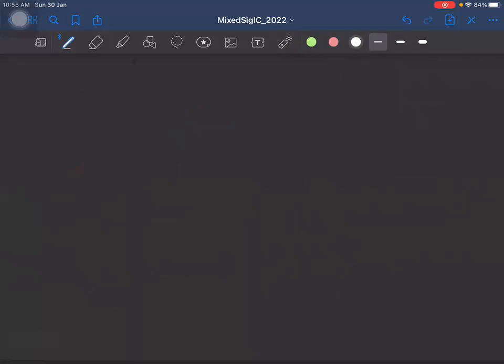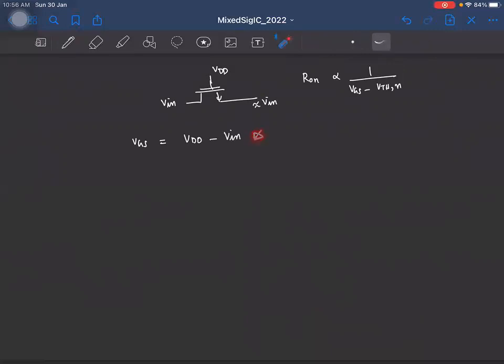So if you look at the problem we have, the problem stems from the fact that for the NMOS switch, we try to turn the switch on by applying voltage VDD to the gate, right? And this is my input voltage. And we know that the on resistance is inversely proportional to VGS minus VTHN, right? And let's say the source is approximately V in. So we know that the gate to source voltage is VDD minus V in.